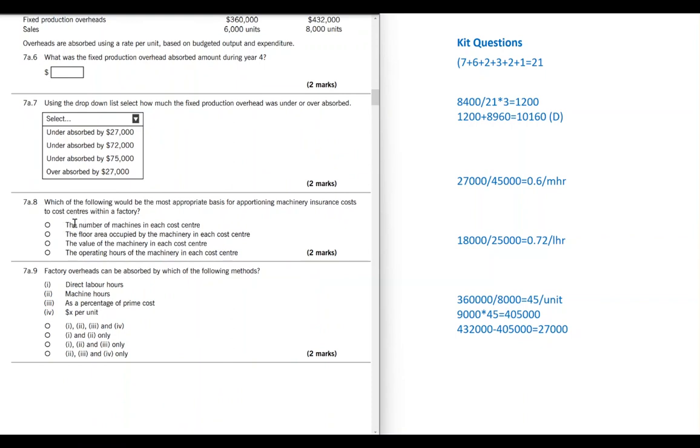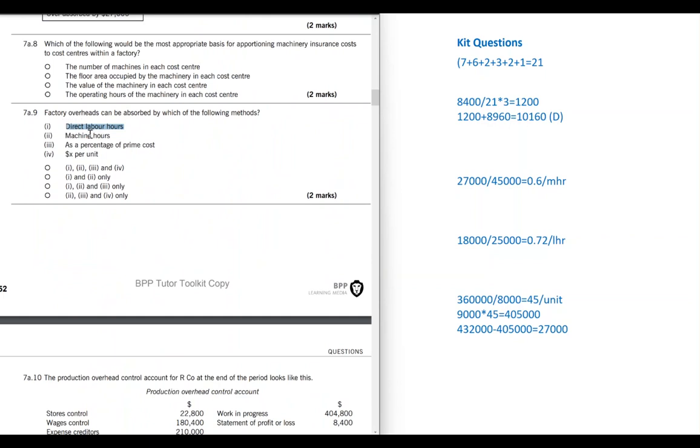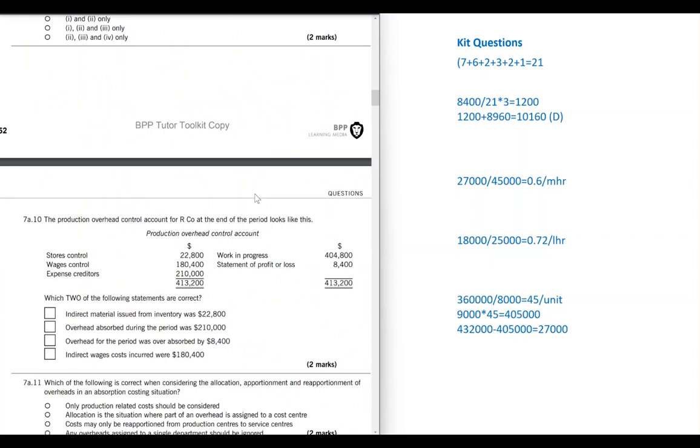Which of the following would be most appropriate basis for apportioning machinery insurance costs to cost centers within a factory? Number of machines, floor area, value of machine, operating hours. Value of machine. The more the value of machine, the more insurance. Factory overheads can be absorbed by which of the following methods? Labor hours, machine hours, as a percentage of prime cost, per unit. Remember, first, second, and fourth are common, but we can use a percentage of prime cost as well, which means percentage of direct cost.